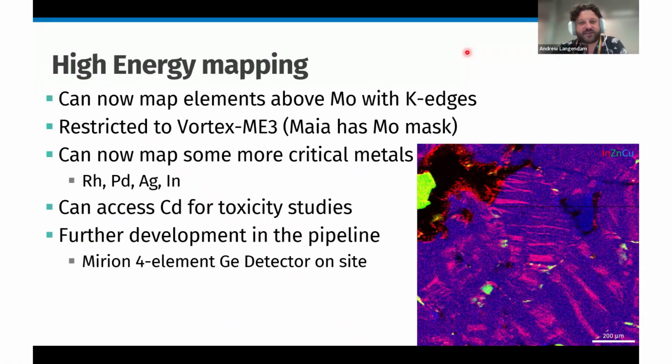So this is one of her maps that she happily provided me, where we can now access K edges of elements, which are much brighter than L edges and less confused, and there's less overlap with different elements. But we can access these K edges all the way up to tin now, which means that gives us access to other critical metals like palladium, indium, silver. We can do cadmium studies for toxicity. And at the moment, it's only limited to our vortex detector. But again, soon, TM, we will have our germanium detector, which will mean that the efficiency of this collection is much, much higher again.